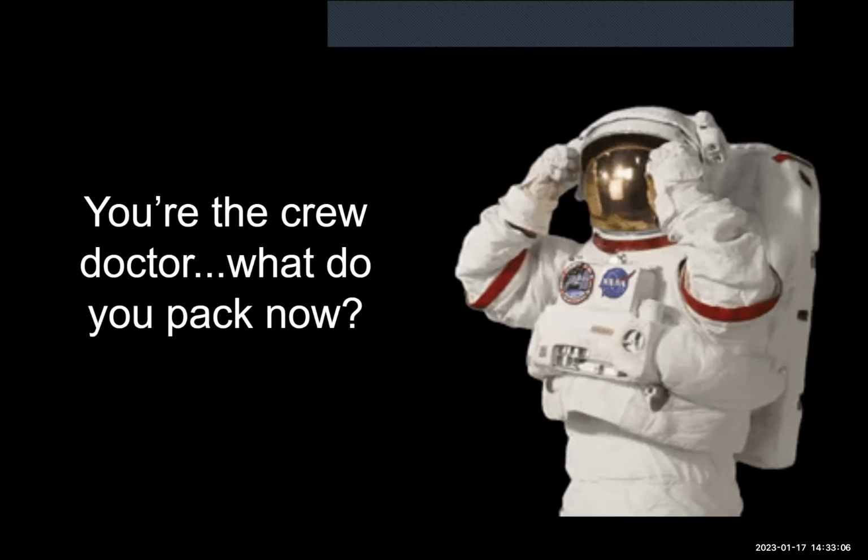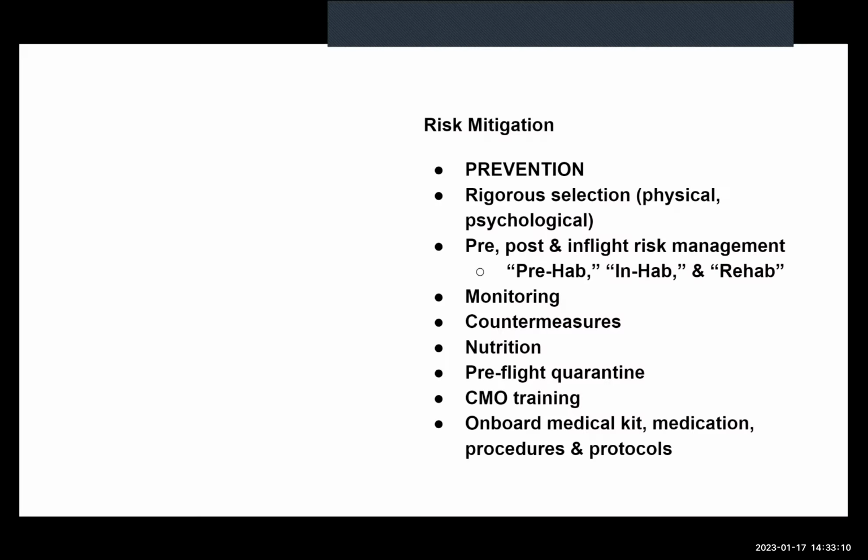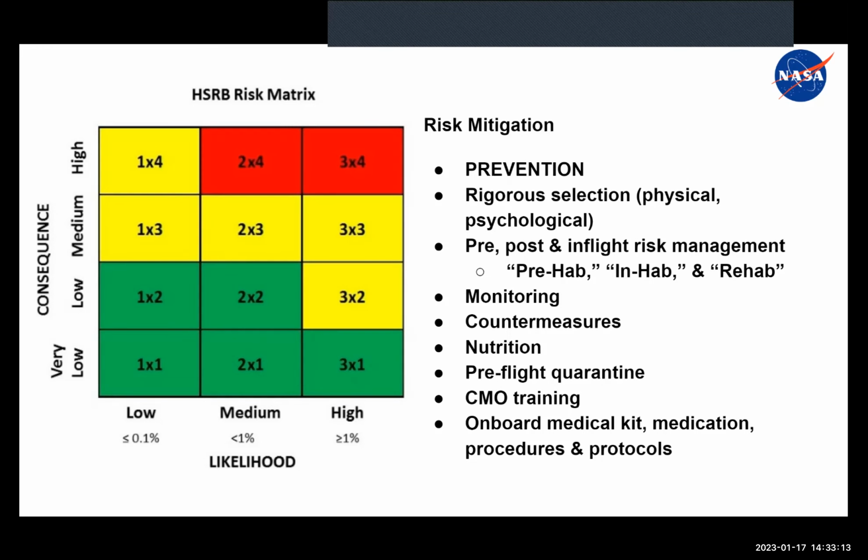How do we prepare our crews for space? So this starts with risk mitigation and prevention. For those of you with an engineering background, you might recognize this as a traditional risk matrix. And when we look at risk matrices, we look at the likelihood of something happening versus the consequence if it does happen. So if something is high consequence, high likelihood to happen, it needs to be mitigated before the mission can proceed. Whereas if something's very low consequence, low impact, low likelihood, you probably don't need to worry about it.